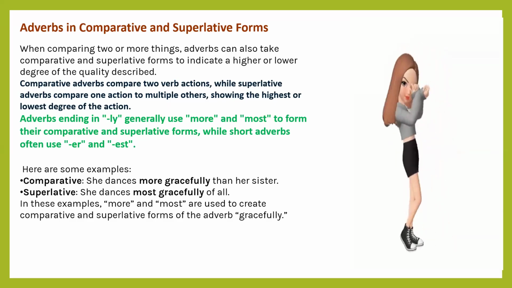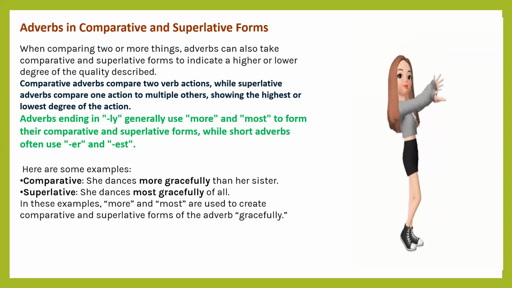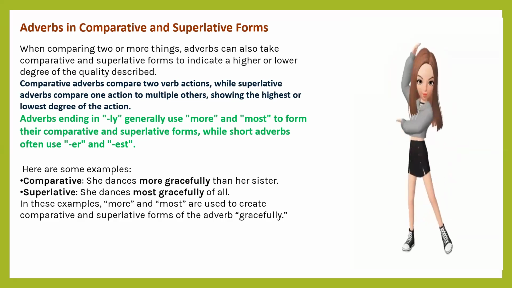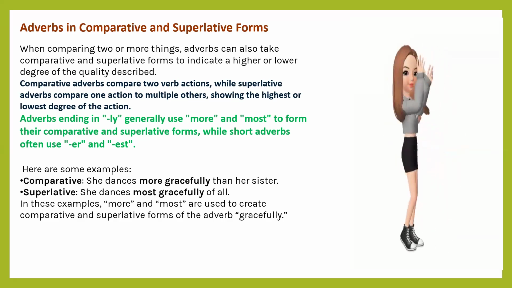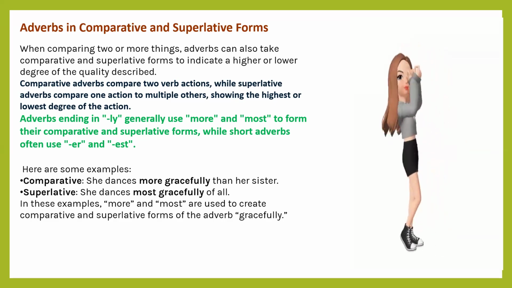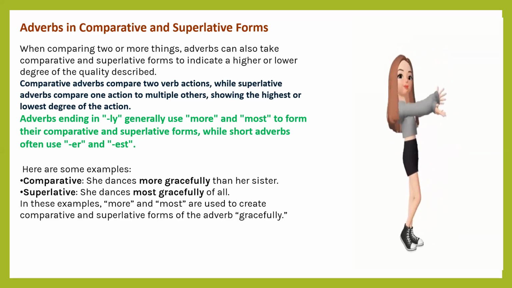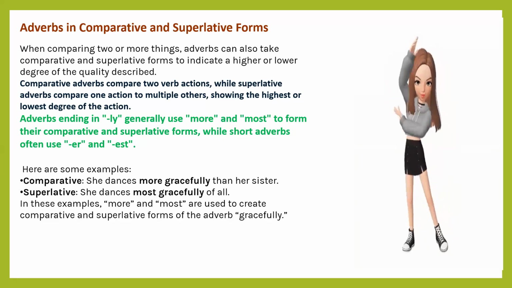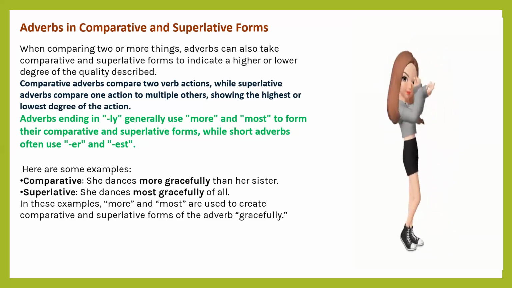Er for comparative forms, and est at the end for a superlative form, used as a suffix. Here are some examples. Comparative: She dances more gracefully than her sister. More gracefully is giving information about adverbs in comparative form. She dances more gracefully than her sister.